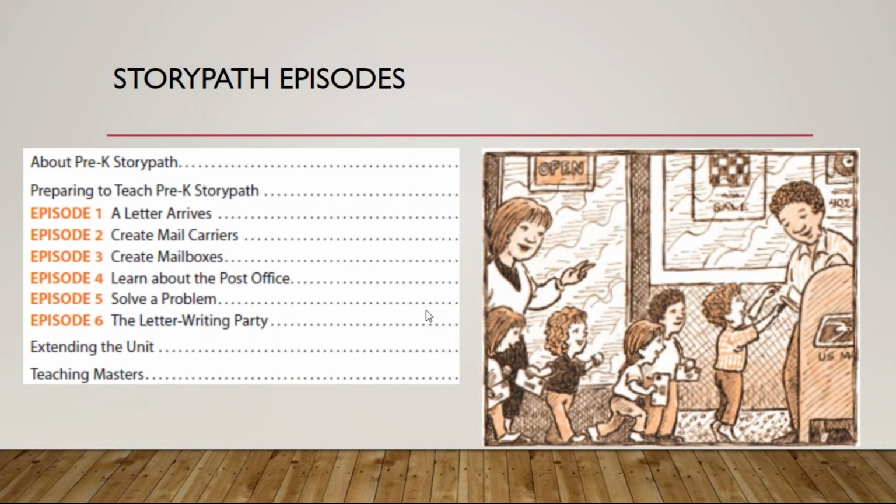And then a problem emerges, an overstuffed mailbox, dun dun dun, and the children have to decide how to solve the problem. And it concludes with a letter writing party with families. I don't know about your pre-K program, but we have to have the family components in ours, so this is perfect. Not only that, it also follows this C3 framework, which is college, career, civic life.